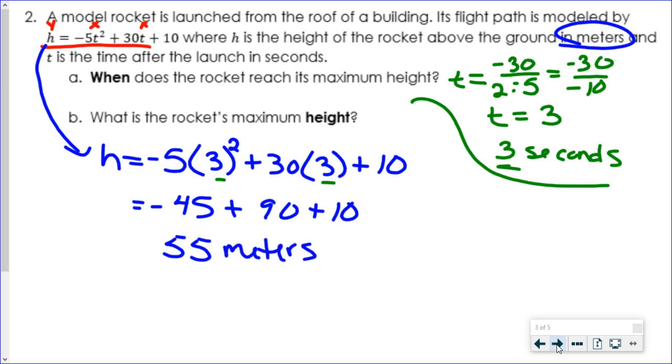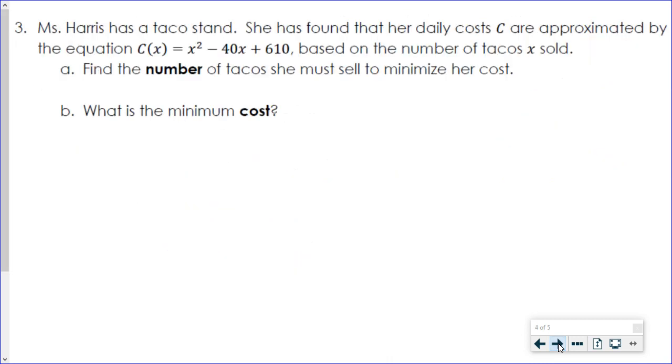Okay, so far so good. Okay, last but not least, Mrs. Harris has a taco stand. She's found that her daily costs are approximated by this equation. Now again, C of x is the same thing as y. It's like that f of x sometimes we see on worksheets. And it's based off the number of tacos. Now x is tacos. Find the number of tacos she must sell to minimize her cost.